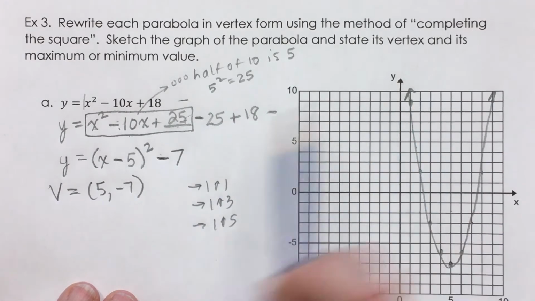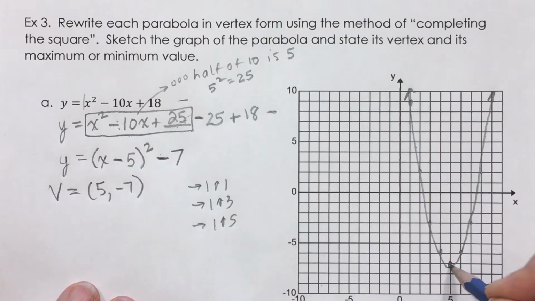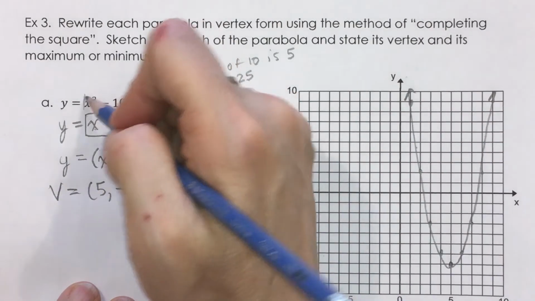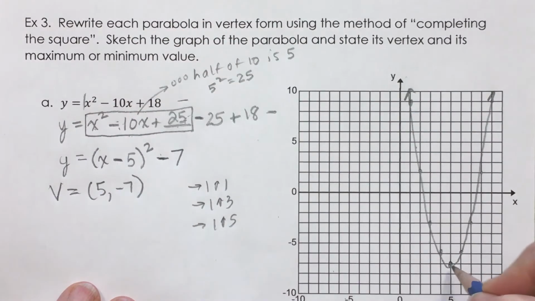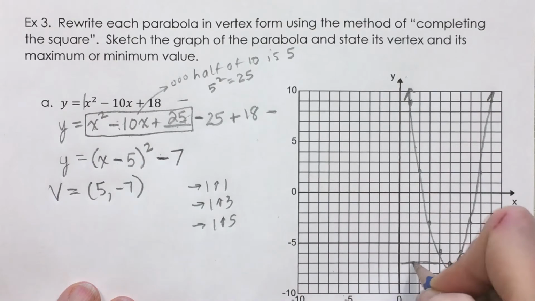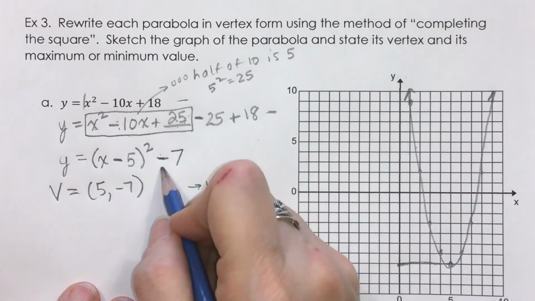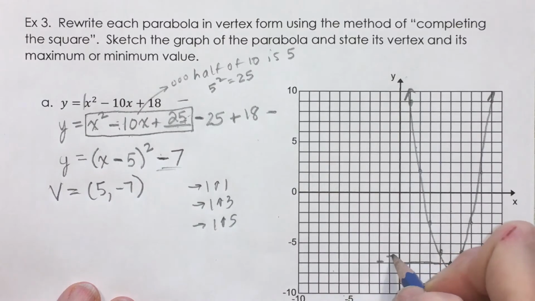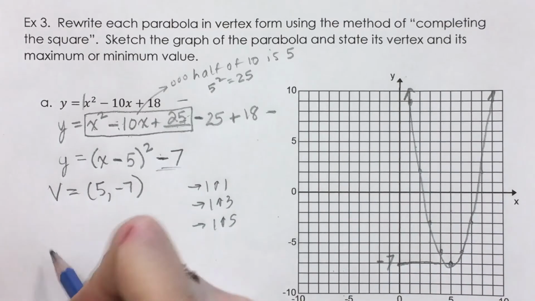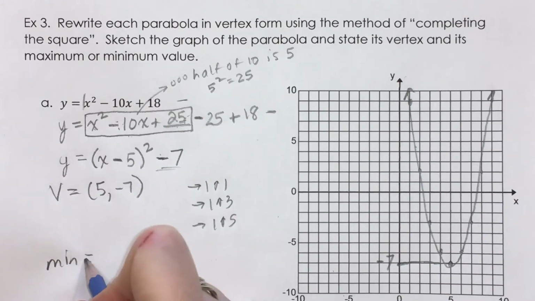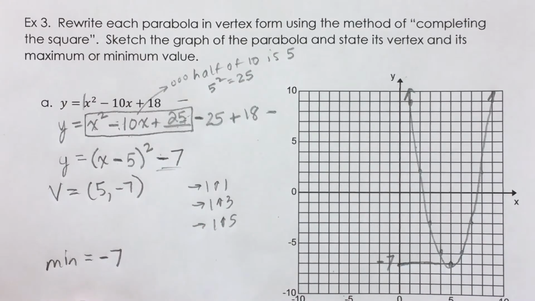All right, so we stated its vertex, maximum or minimum value. So you can see that this one opens upward because it has a positive value of a. And so it's going to have a minimum. And the lowest down it ever gets is negative 7 again. So we can say the minimum is equal to negative 7. Next question.